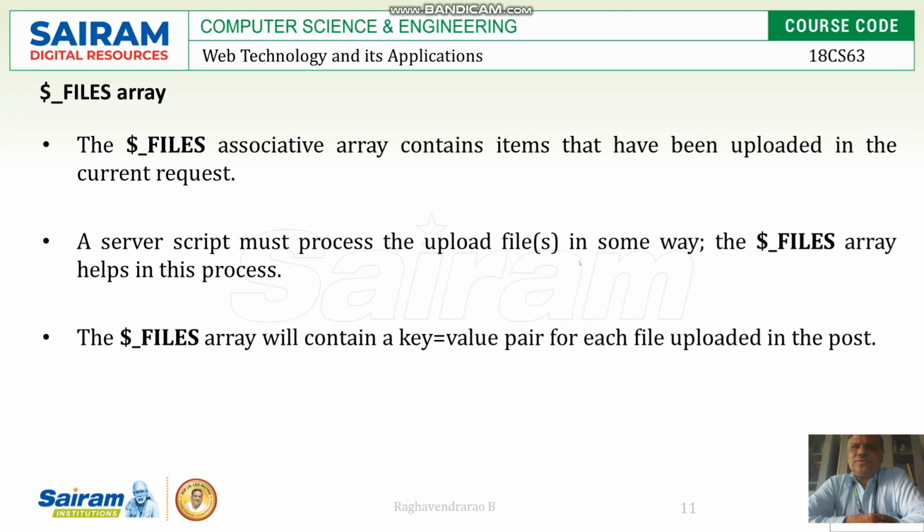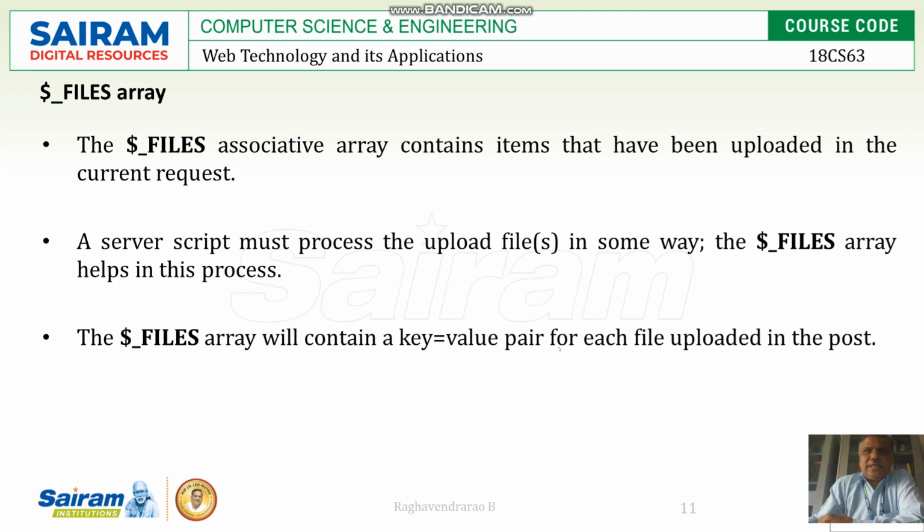The $_FILES associative array contains the items that have been uploaded to the current request. So whenever you upload particular files, like photos, you'll see all those things in the application. Some of the content that you can upload as files. The script must process the uploaded files in some way, that is the $_FILES array. This is in the form of key and value pairs.